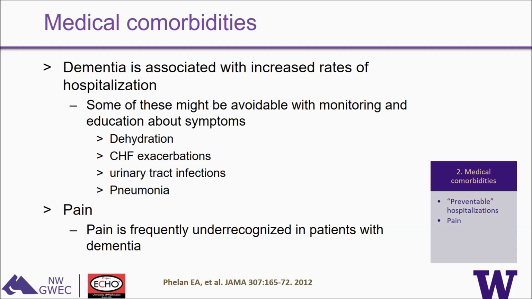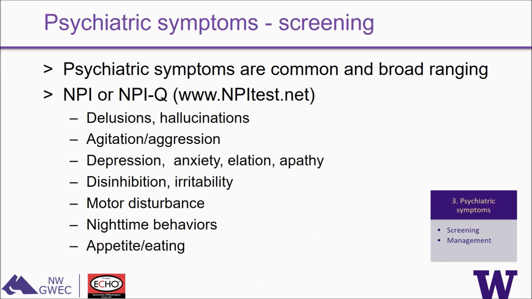These were the 4 that were highlighted in a paper that I can send to you later if you're interested. Actually, the reference, I apologize, is listed on the bottom there. Dehydration, CHF exacerbations, urinary tract infections, pneumonia. So it's helpful to inquire, and also educate caregivers about symptoms that they may want to look for. Pain has also been recognized as frequently under-recognized in patients with dementia.